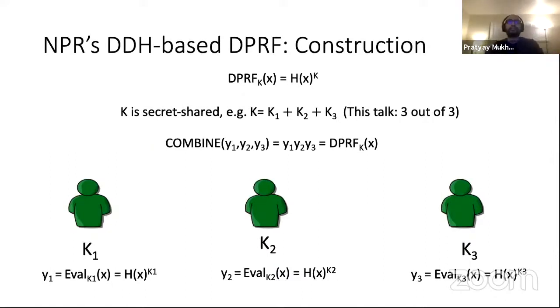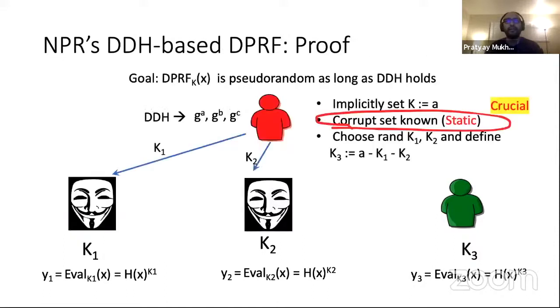NPR's DDH-based DPRF is a simple solution where you use a hash function on the input and raise it to the power of k, where k is secret shared among different parties. The problem with this solution is that in the proof you need to use the key as a DDH unknown value. For that, it's important that the corrupt set is known. So it's not really adaptively secure.